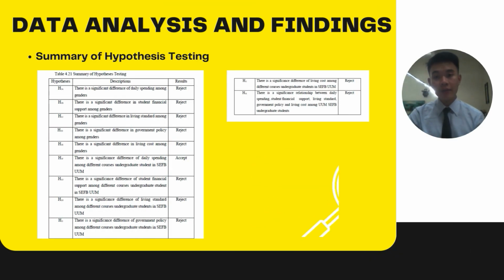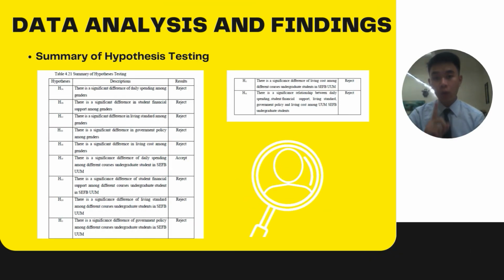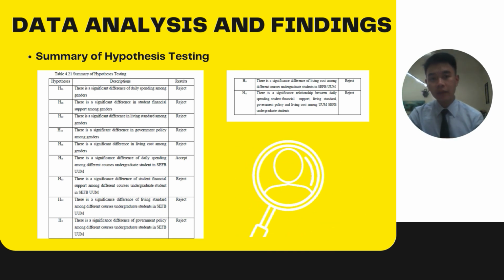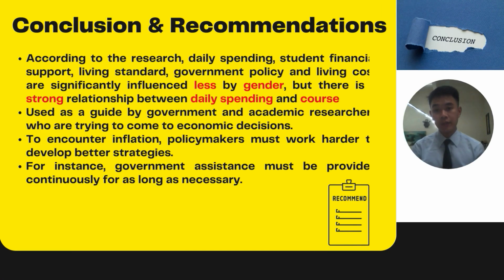In short, all alternative hypotheses are rejected. Only one alternative hypothesis is accepted, which is alternative hypothesis F: there is a significant difference in daily spending among different courses of undergraduate students in SFE, UM. All right, in a nutshell, according to the research, daily spending, student financial support, living standard, government policy, and living costs are significantly influenced less by gender, but there is a strong relationship between daily spending and courses.